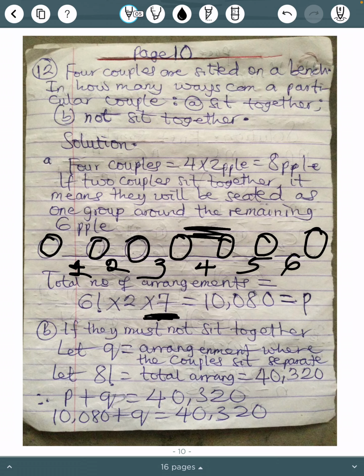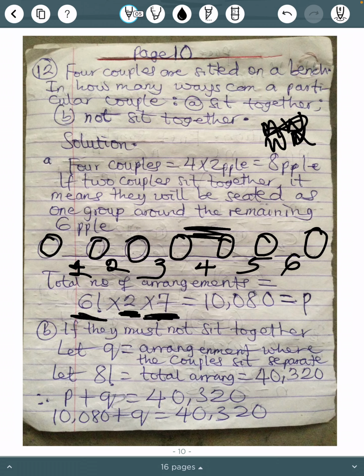Now, when those 2 couples are sat together, let's say they are M and W, there are also 2 different ways of sitting them. You can see the man first and the woman next, or sit the woman first and the man next. You know what this means? So that means there is another 2 different ways of sitting the 2 couples. Then multiply this by the 6 factorial ways of arranging the 6 other people. You get a total of 10,080.